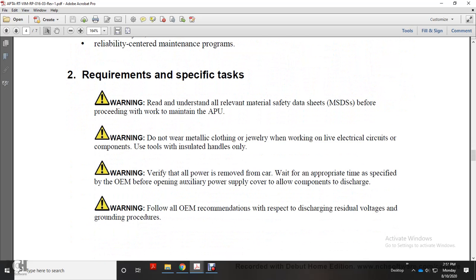Warning. Read and understand all relevant material safety data sheets before proceeding with the work on the auxiliary power units. Do not wear metallic clothing or jewelry when working on live electrical circuits. Use tools insulated with handles only on components.